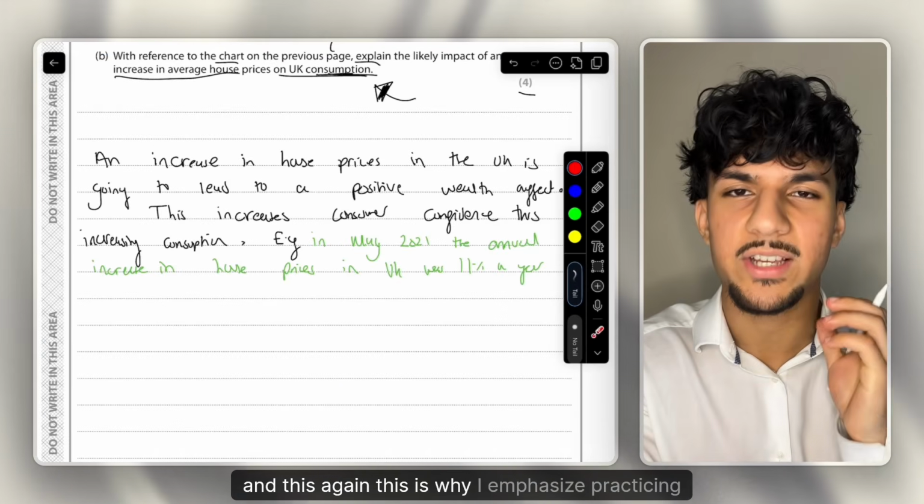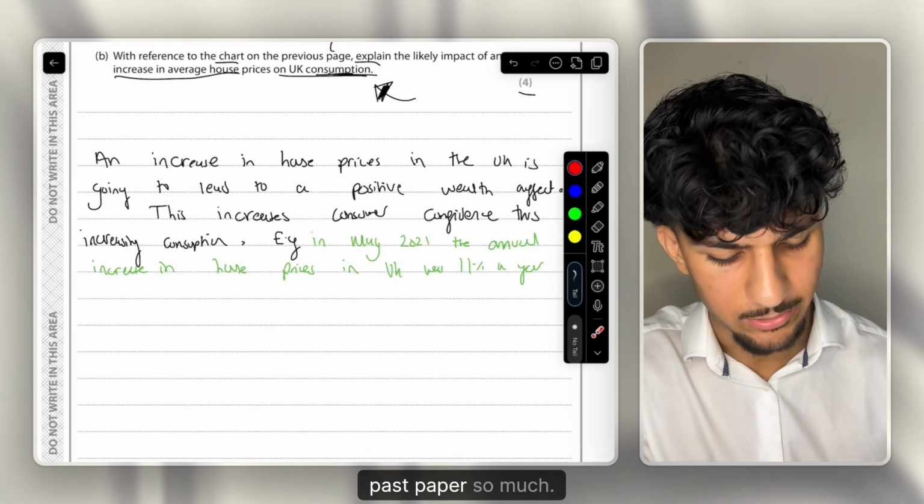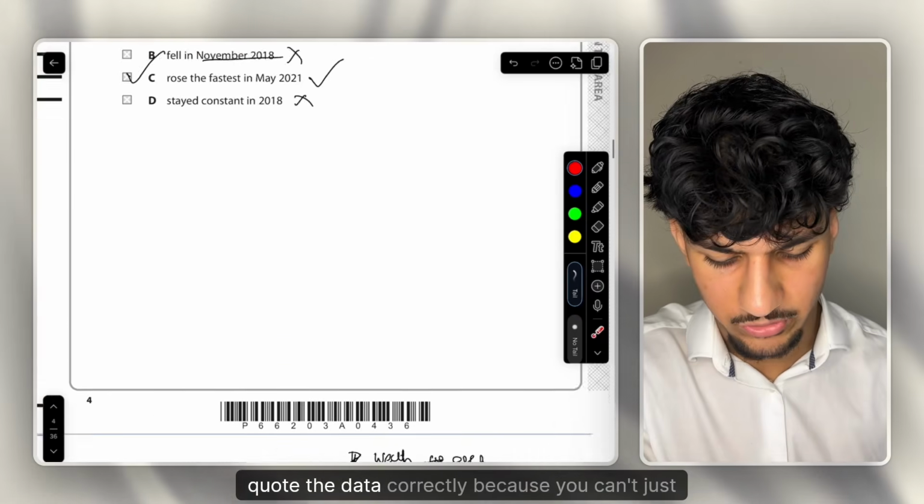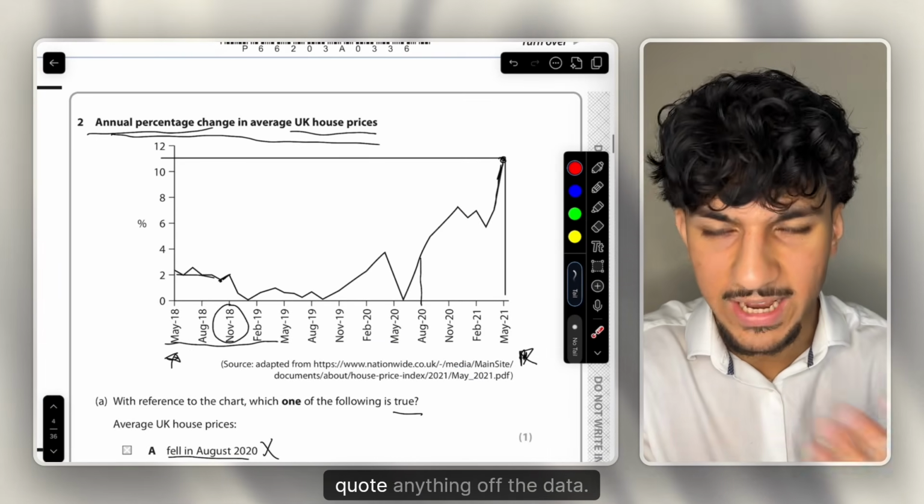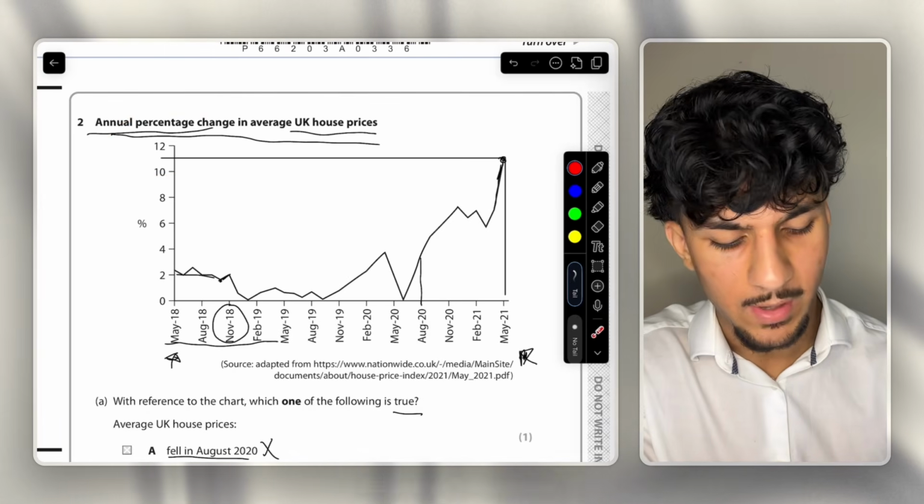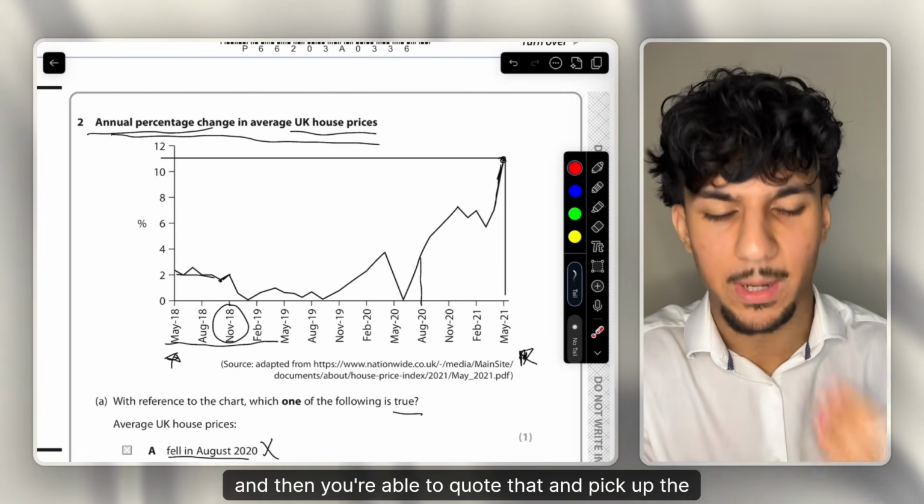And this is why I emphasize practicing past papers so much. This is exam technique, since you need to quote the data correctly, because you can't just quote anything off the data. You need to see what the graph or table is actually showing you, and then you're able to quote that and pick up the application mark.